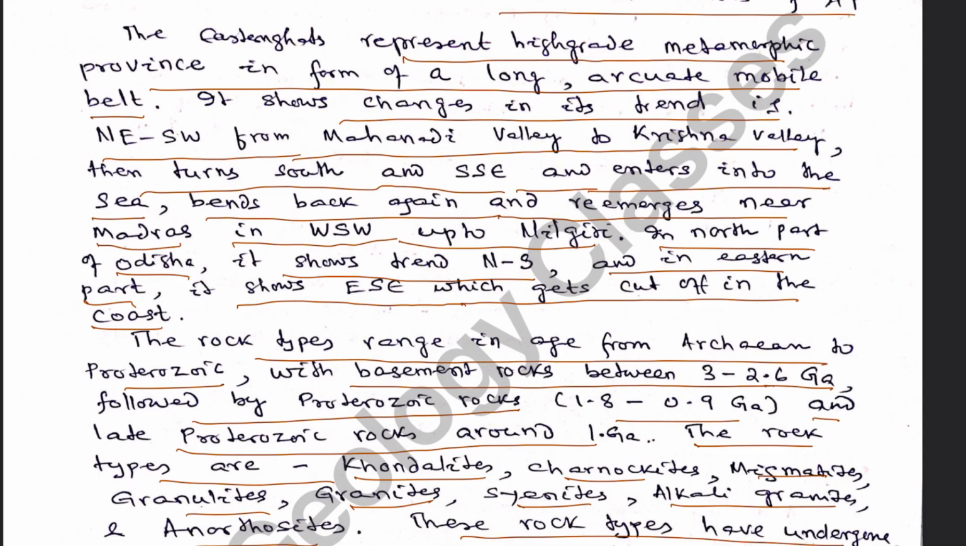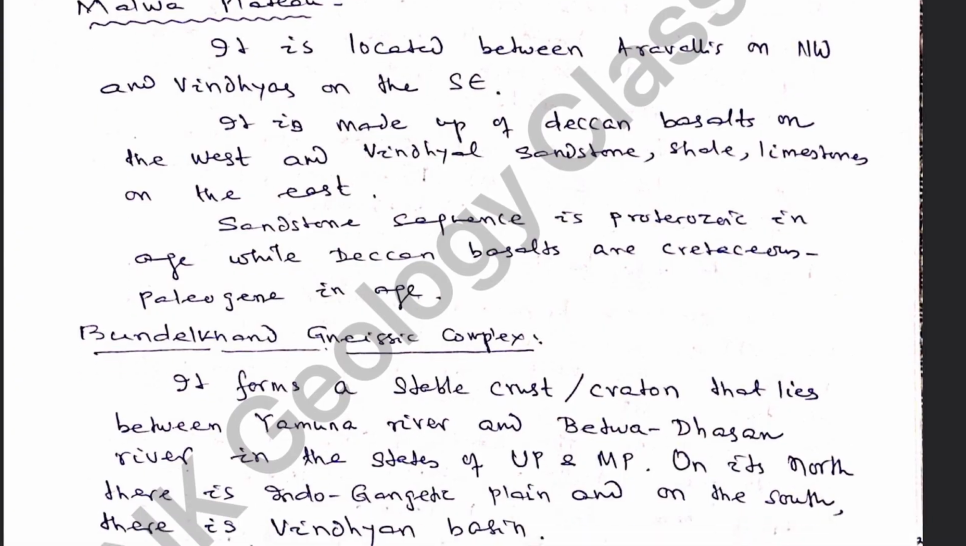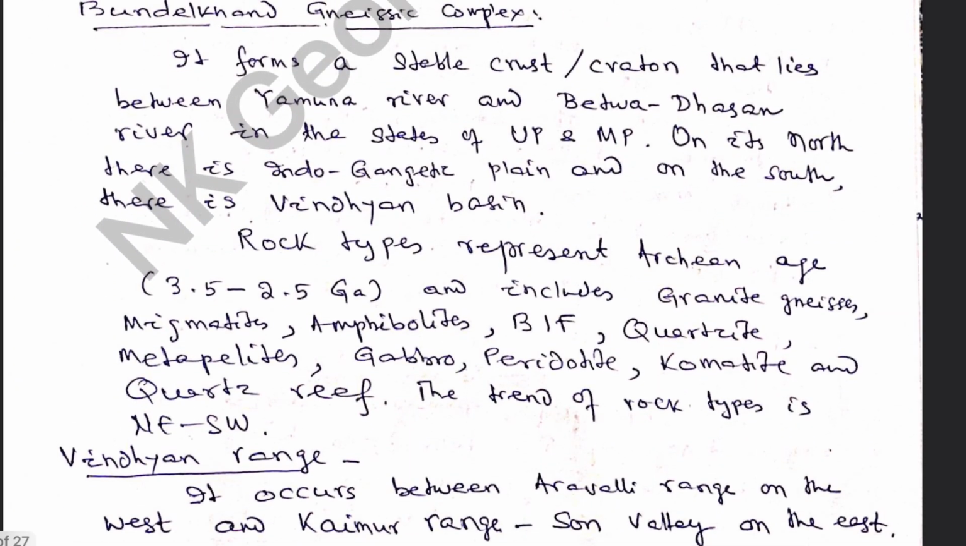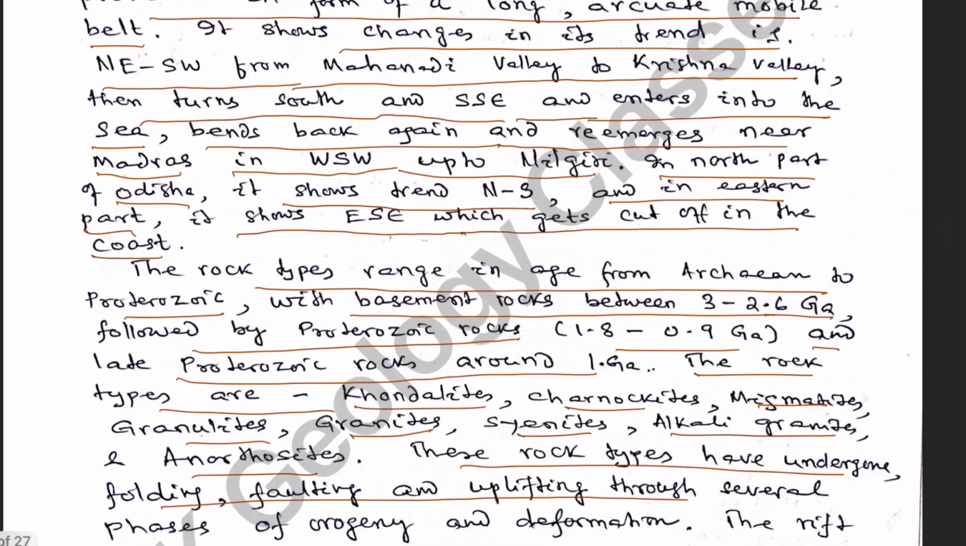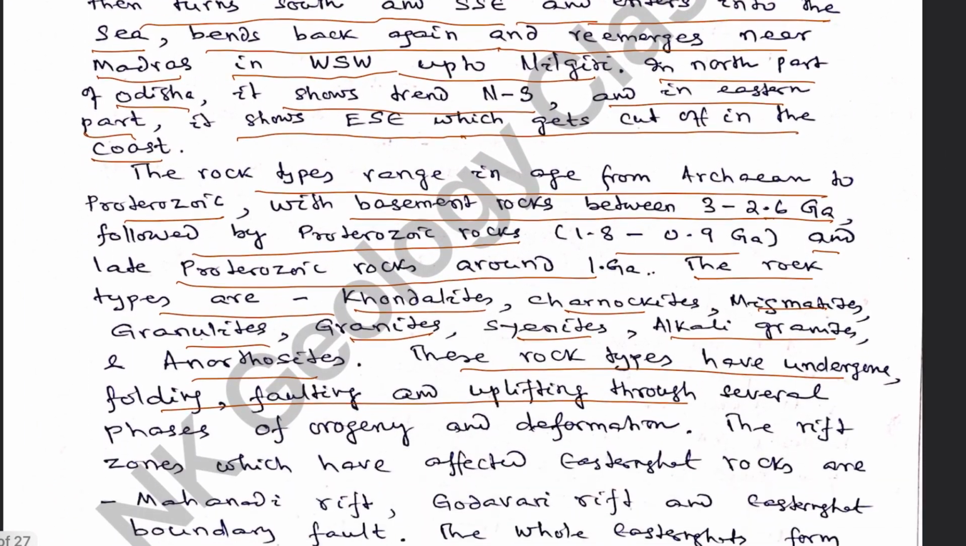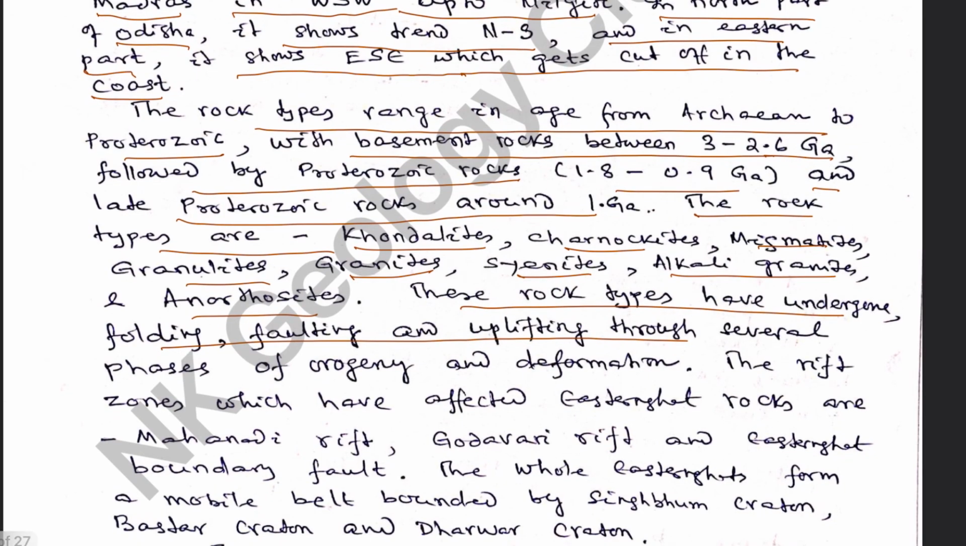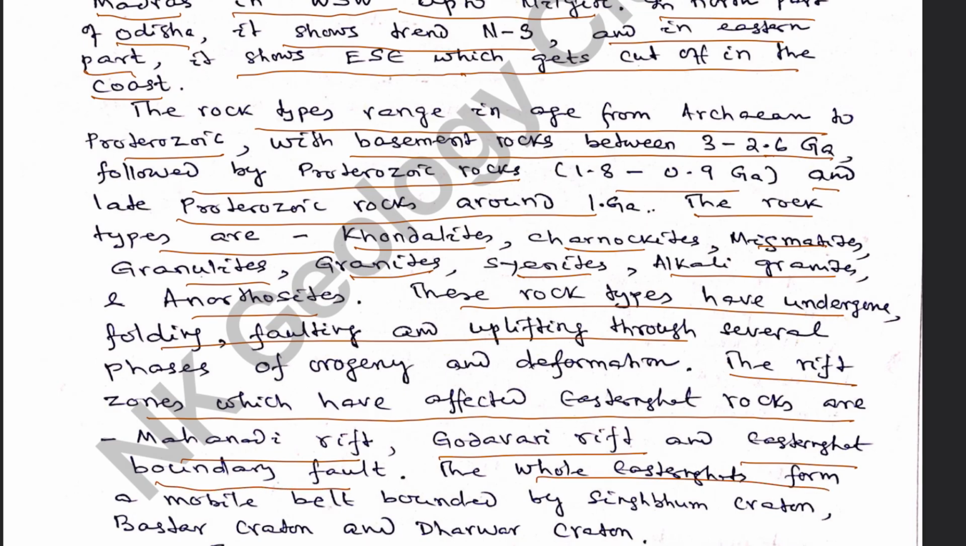These rock types have undergone folding, faulting and uplifting through several phases of deformation. The rift zones which have affected the Eastern Ghat rocks are the Mahanadi rift, through which Mahanadi is flowing, the Godavari rift, where Godavari is flowing, and the Eastern Ghat boundary fault. The whole Eastern Ghats form a mobile belt bounded by Singhbhum Craton, Bastar Craton and Dharwar Craton.